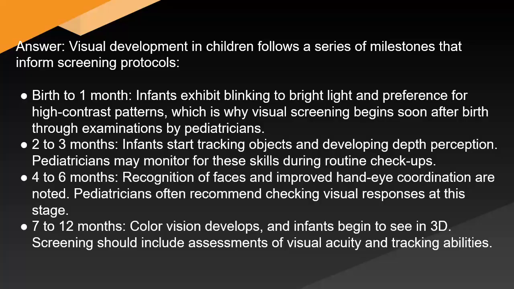2 to 3 months. Infants start tracking objects and developing depth perception. Pediatricians may monitor for these skills during routine checkups. 4 to 6 months. Recognition of faces and improved hand-eye coordination are noted. Pediatricians often recommend checking visual responses at this stage. 7 to 12 months. Color vision develops and infants begin to see in 3D. Screening should include assessments of visual acuity and tracking abilities.